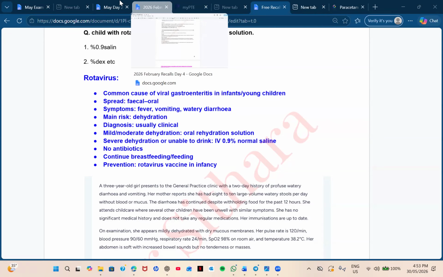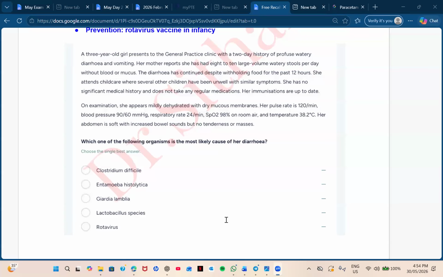So we'll discuss one question, and then we'll discuss the treatment. A 3-year-old girl presented to the GP clinic with a 2-day history of profuse watery diarrhea and vomiting. Her mother reported 8 to 10 large-volume watery stools per day without blood or mucus. The diarrhea has continued despite withholding food for the past 12 hours. She attends child care where several other children have been unwell with similar symptoms. She has no significant medical history, takes no regular medications, and immunizations are up to date.